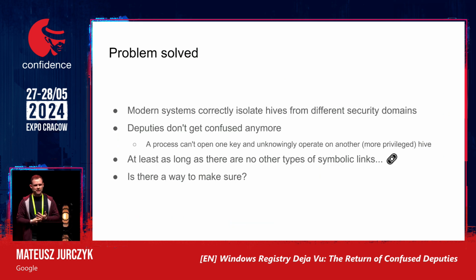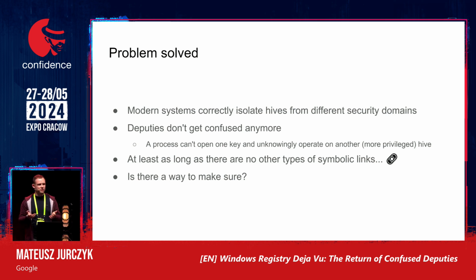So that, I guess, would in theory mean that the problem has been solved, because modern systems now do the right thing and they correctly isolate hives, so the deputies cannot get confused anymore, because it is just not physically possible for one process to open a key and then unknowingly operate on another key from another hive. This is just not allowed by the kernel. And that assumption holds true as long as there are no other types of symbolic links, right? That someone forgot about or something like that.